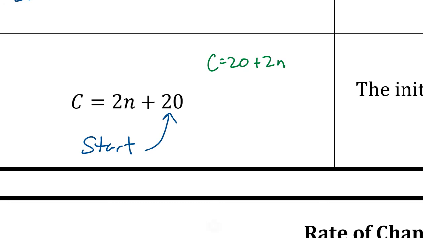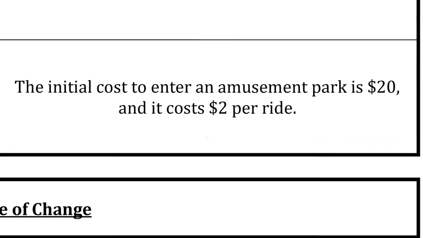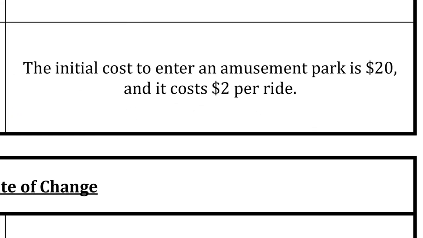20 is still the start in that case as well. Okay, so that's how you get it out of an equation or a rule. And how do you get it out of words? Well, it's going to be a bit different depending on how it's worded, what it's talking about. Sometimes it'll say initial cost, sometimes it'll say fixed. We've used the word start.